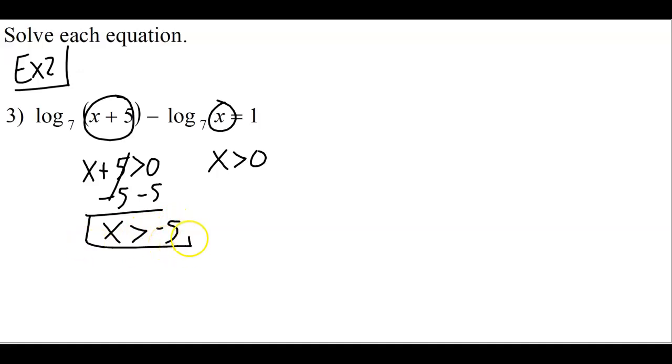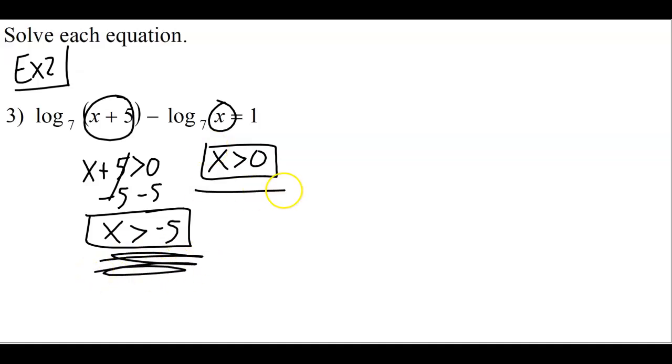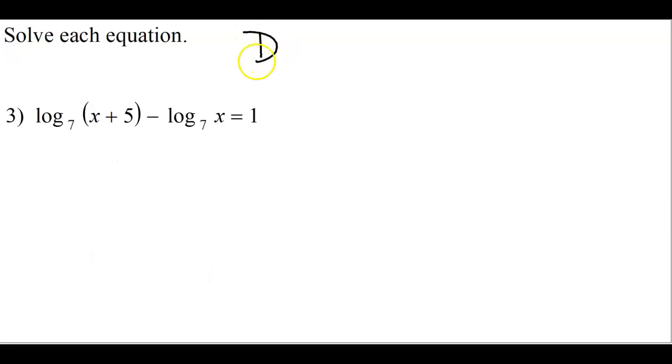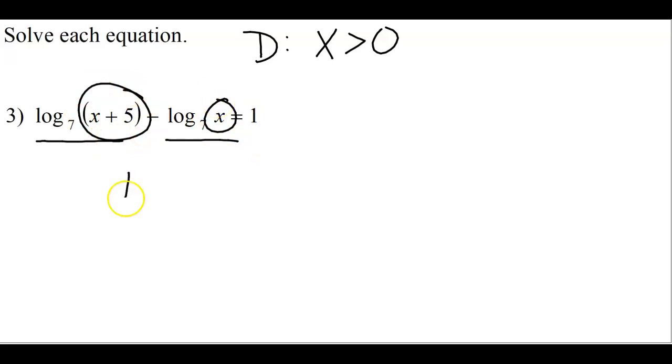So x needs to be greater than negative 5, and it also needs to be greater than 0, but that means we really don't care about this too much, because if x is greater than 0, then it automatically will be greater than negative 5, right? So you can write both if you want to, but I'm going to go ahead and just put for my domain all that we really care about is that x needs to be greater than 0. All right, so now we get to go ahead and move into the property. So the property says that when you have two logs that are being subtracted, you could take their arguments and divide them. And in so doing, you put them together as one logarithm.